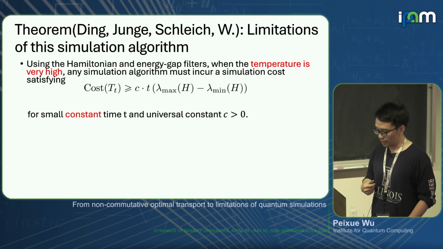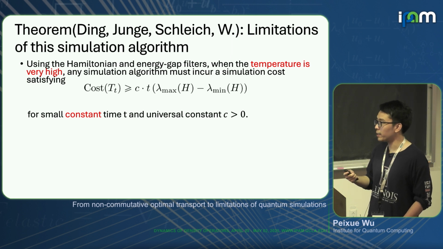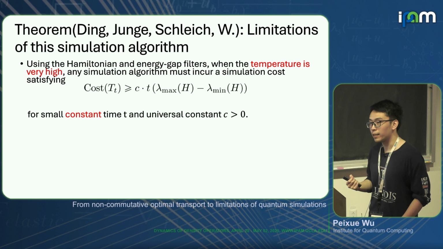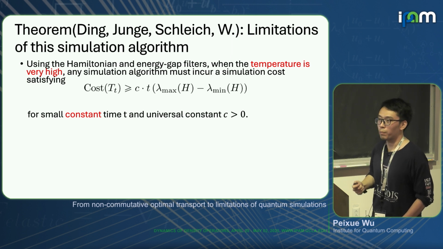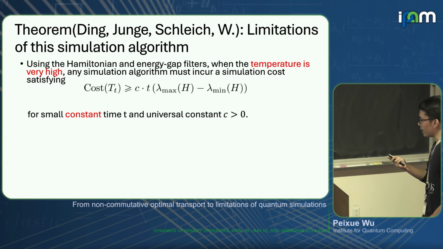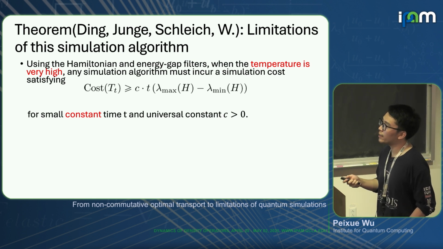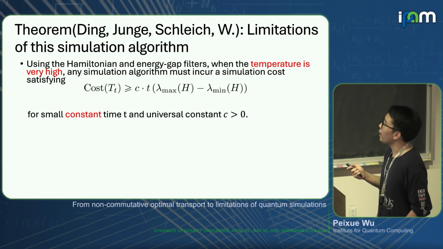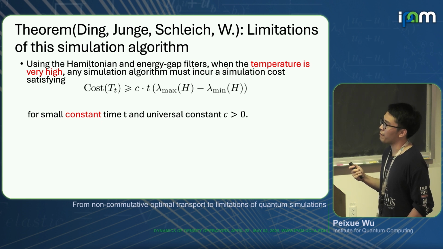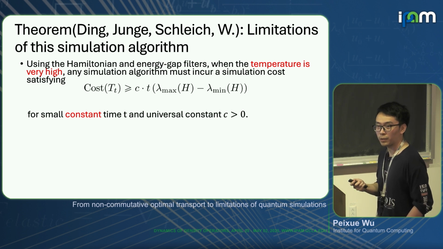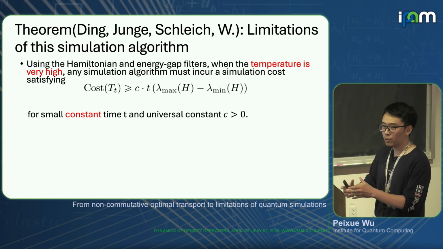First of all, this is an efficient Gibbs sampler because you only need polynomial in n many circuits to implement this. And now in this case, we can show a lower bound. And our result is this. Using only the Hamiltonian simulation and the energy gap filters, if the temperature is really, really high, high temperature means that beta is very, very small. Okay, I have a remark. If beta is 0, your Lindbladian dynamics is actually a depolarizing channel, if you know that, right? But if beta is very small, it's very close to a depolarizing channel.